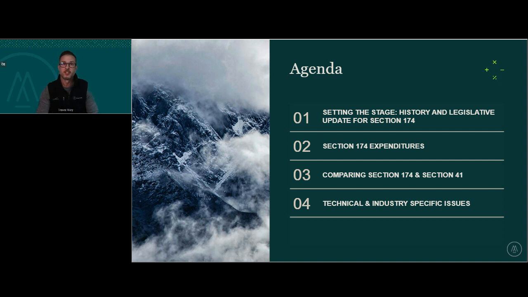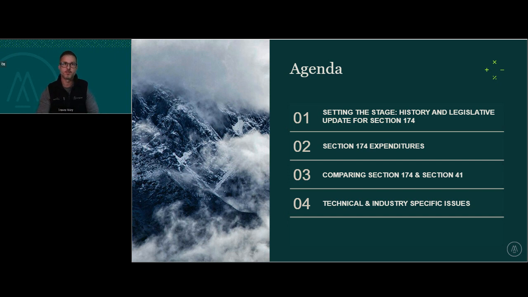Also, today we're using a lot of tax terminology. We're talking about various code sections. So I just want to clarify that code section 174 refers to the concept of R&D capitalization, while section 41 refers to the R&D credit. So two different code sections that we're going to be going back and forth talking about.